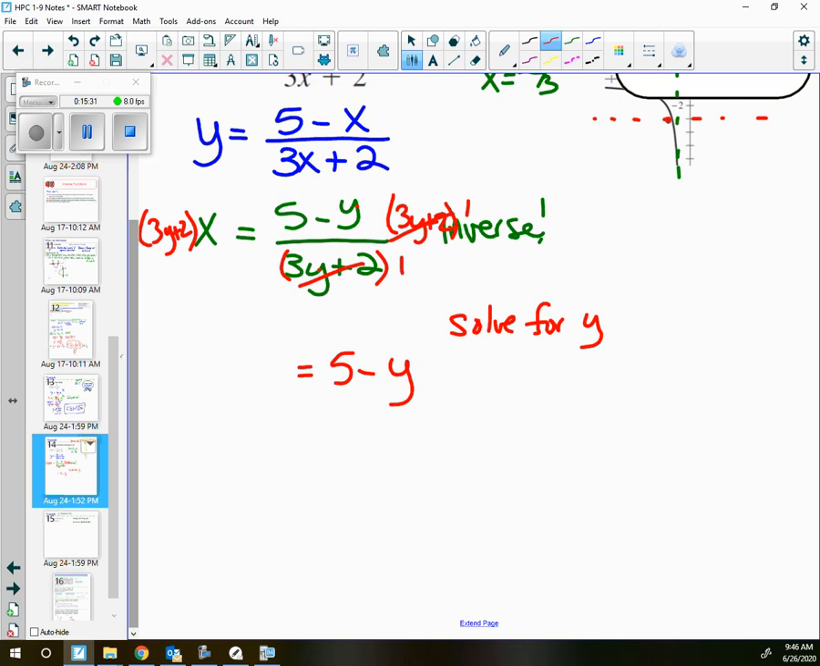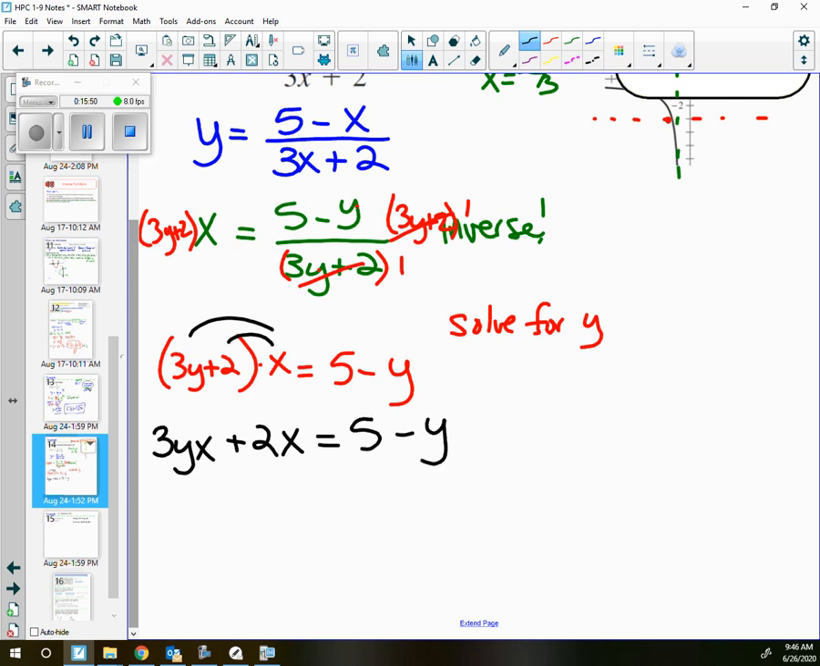On the other side, we just have 3y plus 2 times x. All right, so now if we want to solve for y, remember we want to get all the y's on one side, all the x terms on the other, I'm going to have to distribute this through. So 3yx plus 2x equals 5 minus y, to be able to get at all the terms separately. All right, so let's get all the terms that have y on one side. So I'm going to move those to the left. It doesn't make any difference, but we just have to choose.